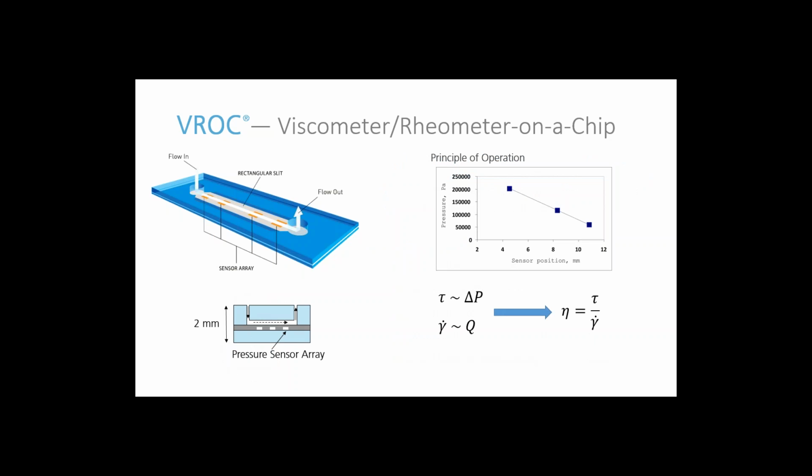Here are some of the details of how the technology actually works. We're going to be pumping a fluid through the microfluidic channel at a known flow rate. Since we know the dimensions of the channel, we're going to be able to establish the shear rate. Now, the pressure sensor array at the bottom of the channel is going to characterize the pressure as a function of position, and it's going to give you the pressure drop. The pressure drop is going to be proportional to the shear stress. And as we mentioned before, the ratio of these two, shear stress and shear rate, is going to give you the definition of viscosity.